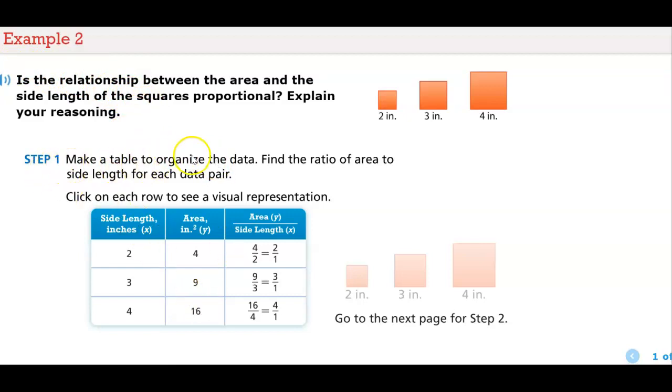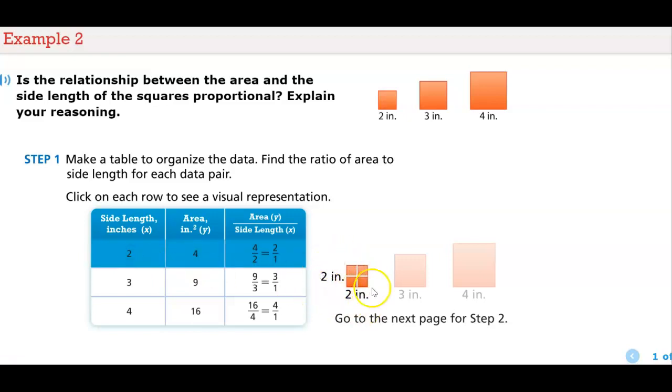Step 1, make a table to organize the data. Find the ratio of area to side length for each data pair. Click on each row to see a visual representation. So what we have here is that representation.